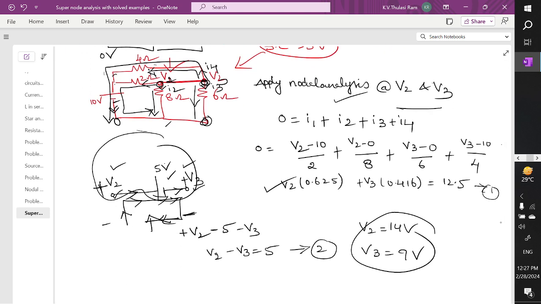So consider the same branch where V1 is one voltage source, V2 is another voltage, and between the two voltages you have one extra voltage. Since this extra voltage or extra node is there, this is called super node analysis. That's how to understand super node analysis. Okay, let's try to solve one problem.